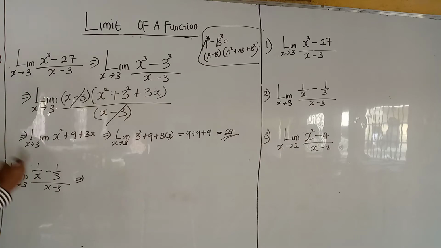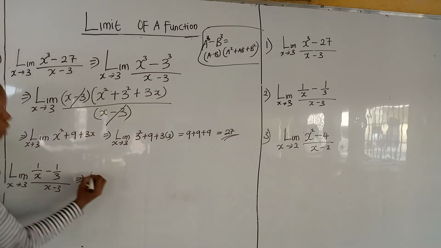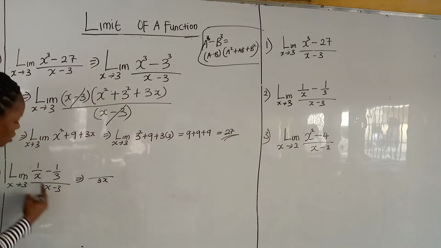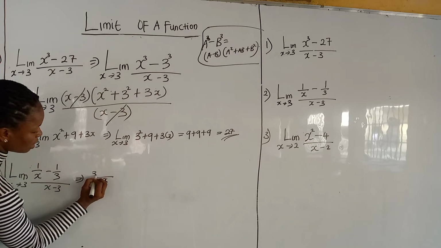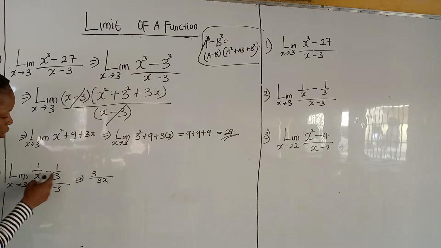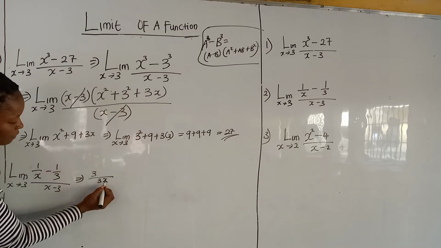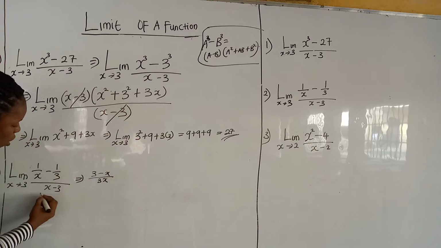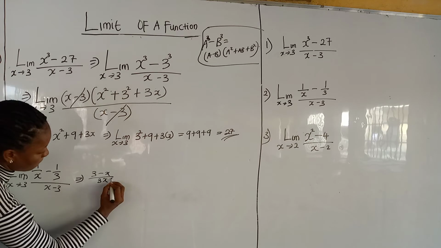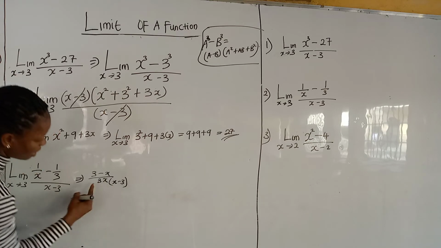This is a fraction now, so we do the normal thing in fractions, because we want a single fraction. So we find the LCM of the numerator fractions, which will be 3x. 3x divided by x gives 3, and 3 times 1 is 3. 3x divided by 3 gives x, and x times 1 is x. All over x minus 3. Remember, this was your denominator.